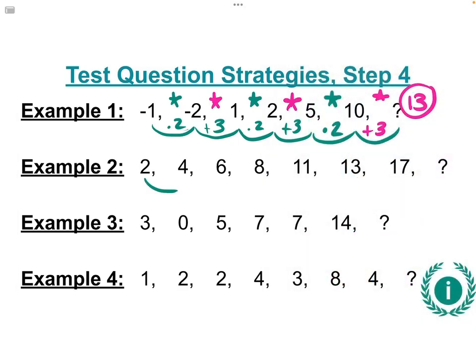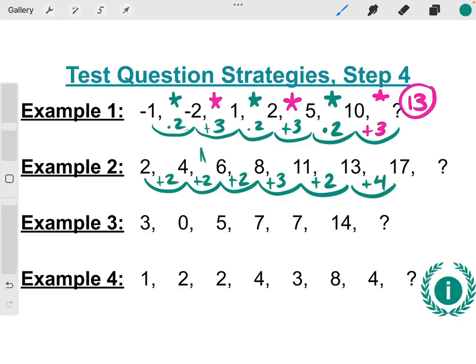In example 2, we have 2 to 4, which is plus 2, 4 to 6, which is also plus 2, 6 to 8, which is another plus 2. Then we have 8 to 11, which changes: plus 3, plus 2, and plus 4. So there's some kind of combination of patterns going on here. I notice that we definitely are adding 2 to every other pair of numbers starting here. So we can assume that we should also be adding 2 in the next pair of numbers. So the next number in our series would be 17 plus 2, which is 19.